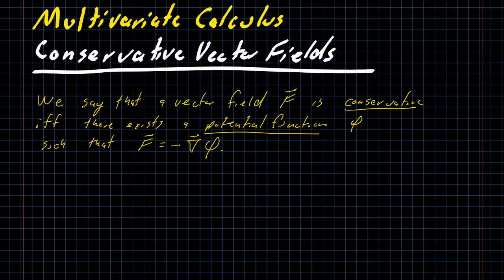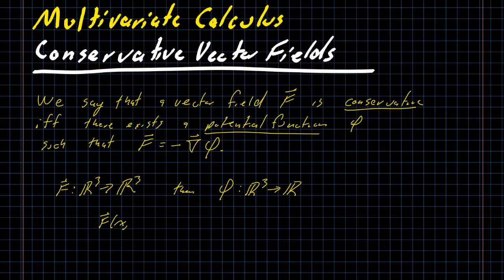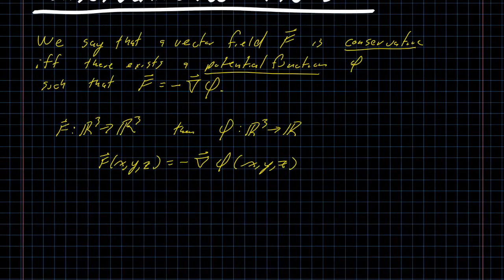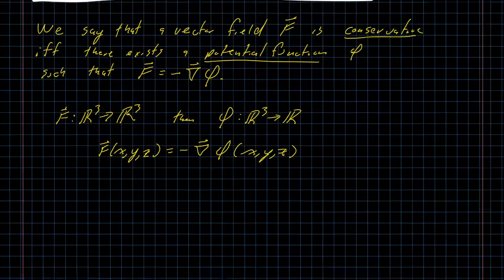We can do this in 2 dimensions or in 3 dimensions. So if we have F going from R3 to R3, then the potential function phi has to go from R3 to R, and we get that F of x, y, and z is the negative of the gradient of phi of x, y, and z. And that certainly works, and there's nothing that changes when we go into that compared to the 2 dimensions that we're going to predominantly look at.